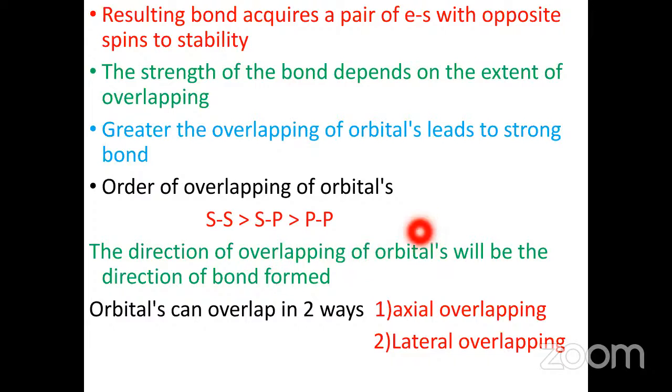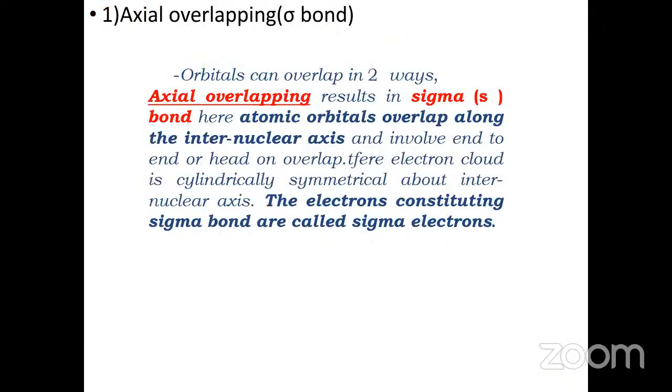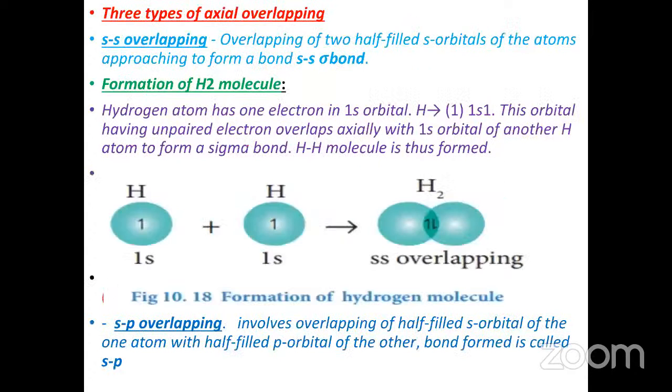The orbitals can overlap in two ways: axial overlapping and lateral overlapping. By axial overlapping, the sigma bond is formed. Here, atomic orbitals overlap along the internuclear axis, involving end-to-end or head-on overlapping. The axial overlapping types are ss overlapping, sp overlapping and pp overlapping.